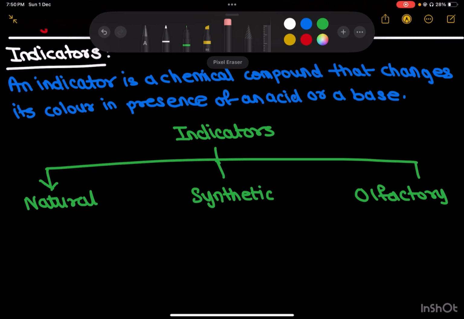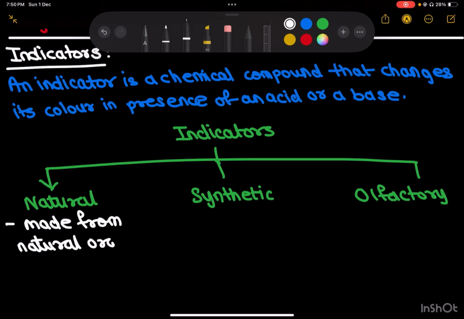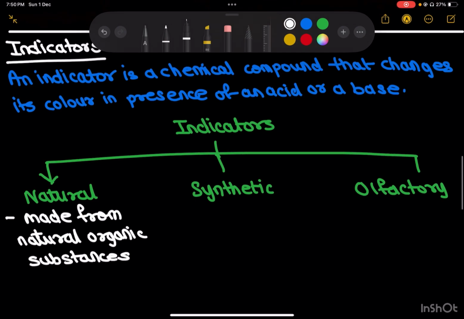As you can guess from the name, natural indicators are the indicators which are made from natural substances. Correct? I'll just write down: made from, or produced from natural organic substances. You can also write derived from natural organic substances, or extracted from natural substances is also fine. Some examples of natural indicators include litmus paper or litmus.